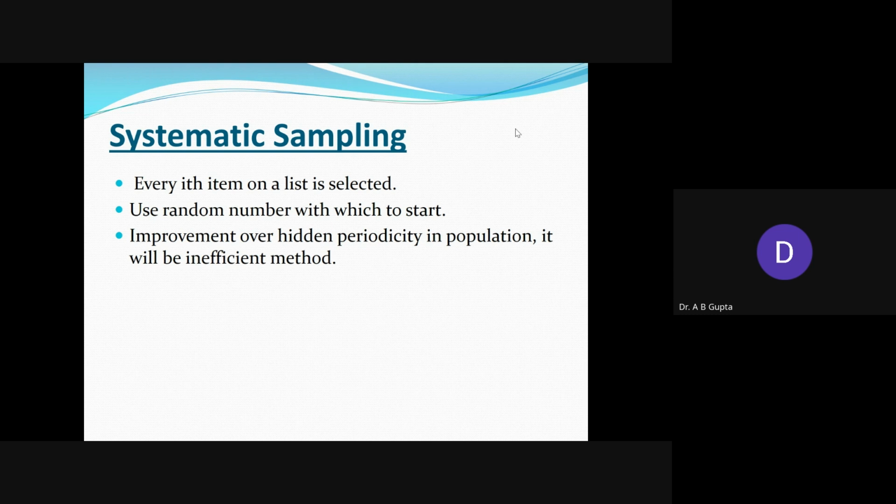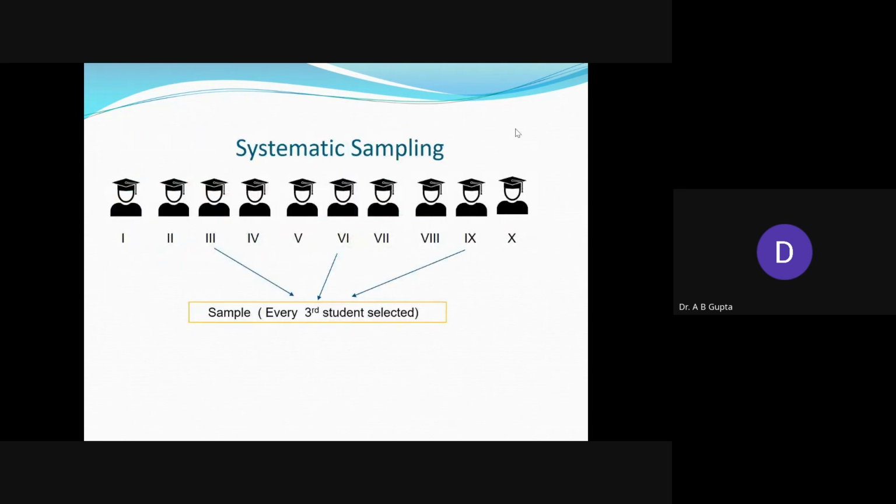For example, you want to select 10 students out of 100. You can start with 4, then go to 14, then 24, then 34. So every ith item on a list is selected. This is called systematic sampling.